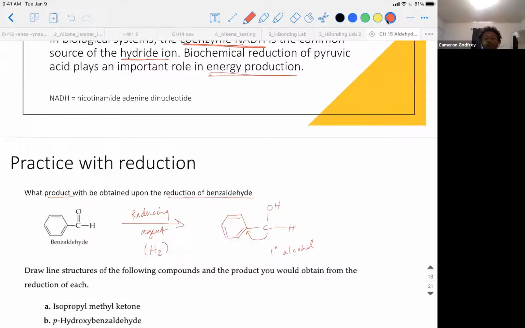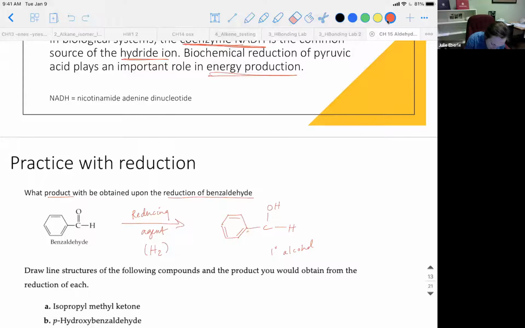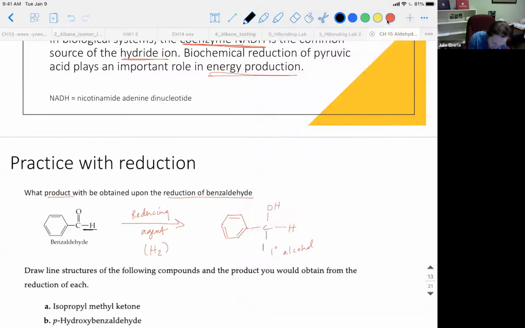Cameron asks: would it be wrong if you added another hydrogen bond to the carbon? No, in fact, we need one, don't we? If this is our original hydrogen, I'm going to draw that one down here. And we actually do, so what's new is this right here, and then this hydrogen right here.